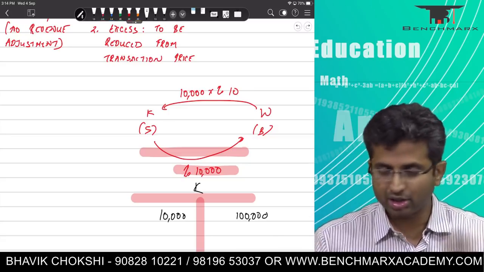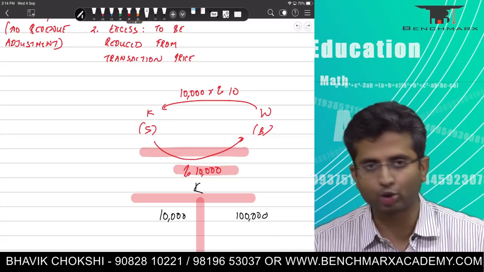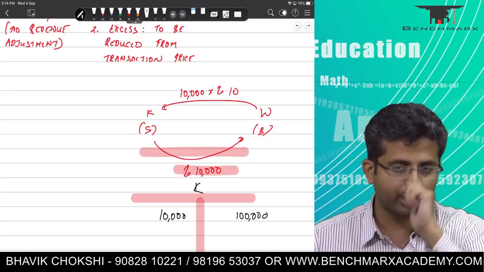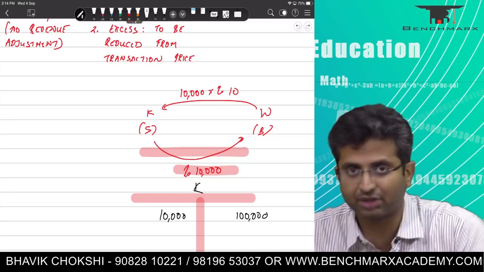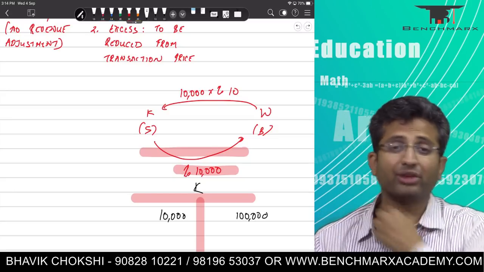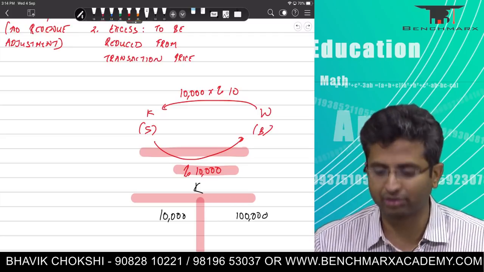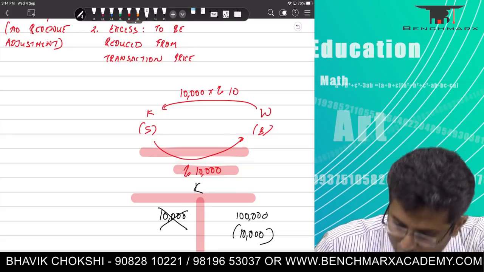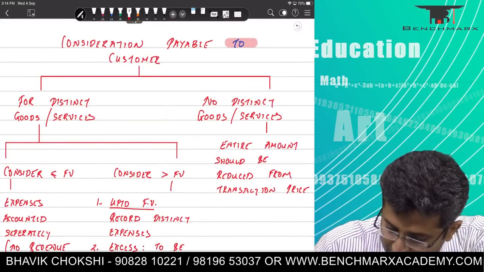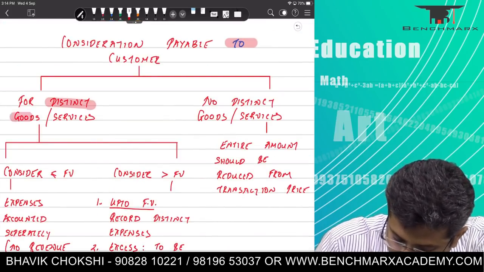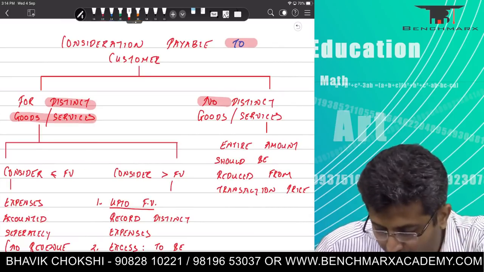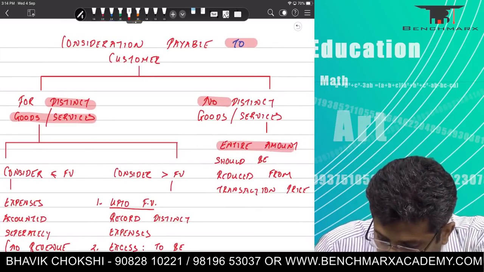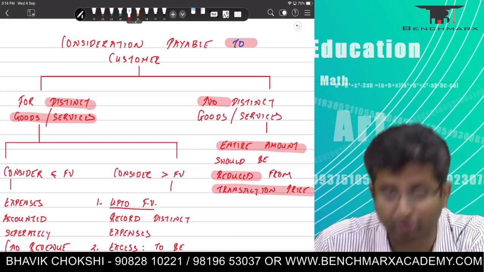However, Walmart does not give any dedicated area to Kellogg's. It says, well, we will renovate, but we'll keep it the way we want. As a result, the standard believes that there is no distinct service. If there's no distinct service, it has to be netted off. So the guidance over here is, the first thing we check is whether there is any distinct goods or service, or there is no distinct goods or service. If there is no distinct goods, the entire amount should be reduced from the transaction price.